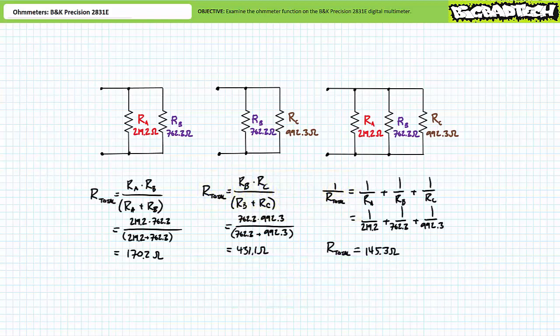The parallel combination of A and B should present a total resistance of approximately 170.2 ohms. The parallel combination of B and C should present a total resistance of approximately 431.3 ohms. And finally, A, B, and C, all in parallel with each other, should present a total resistance of approximately 145.3 ohms. In each of these occasions, note how the total resistance of a parallel combination is always smaller than the smallest resistor. Let's use the ohmmeter to verify these theoretical calculations.